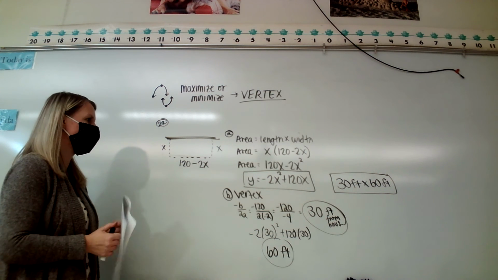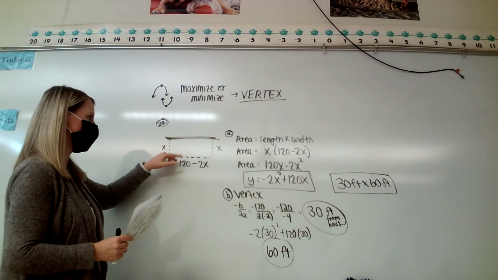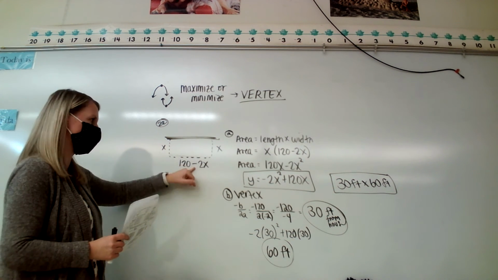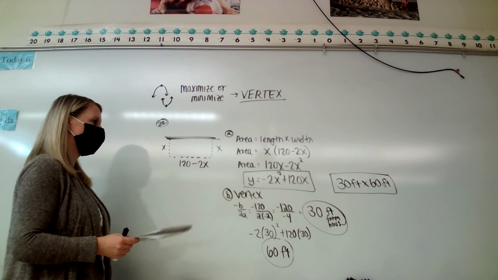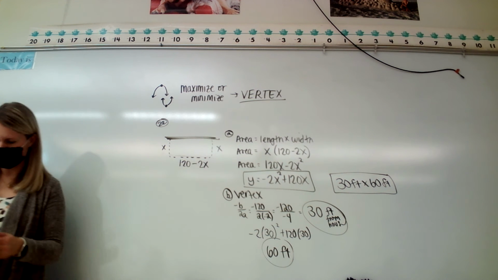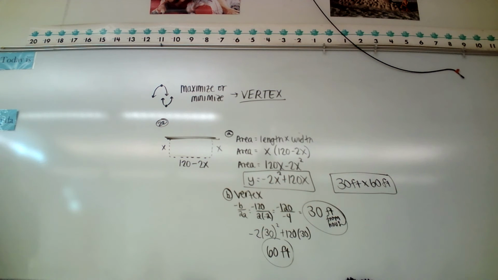And that makes sense, because if this was 30 and this was 30, that's 60. And then if this was 60, that's 120. So it's just a fancy mathematical way to get that. Once again, you could have guessed some length and width, but you wanted the one that maximizes it. You want the most space, the most area. The area would have been 1,800 square feet.